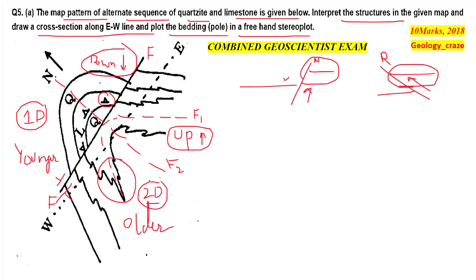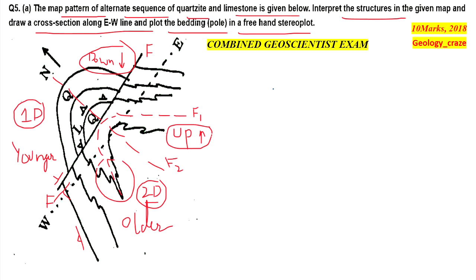We can only interpret that there is a fault, but we are unable to tell whether it is a reverse fault or a normal fault. But we can say that this is an upthrown side and this is a downthrown side. This much information we can give in the structural interpretation of the map. We have to interpret the structure.